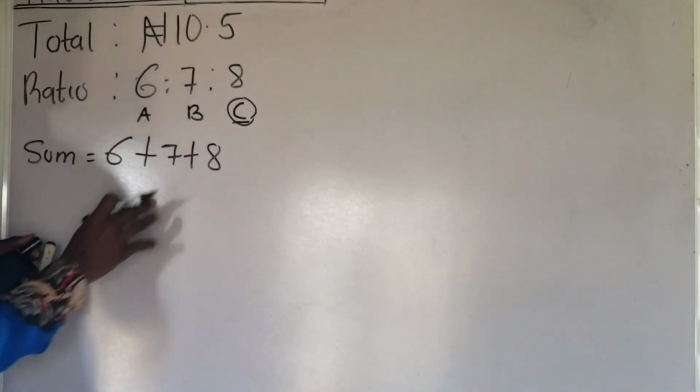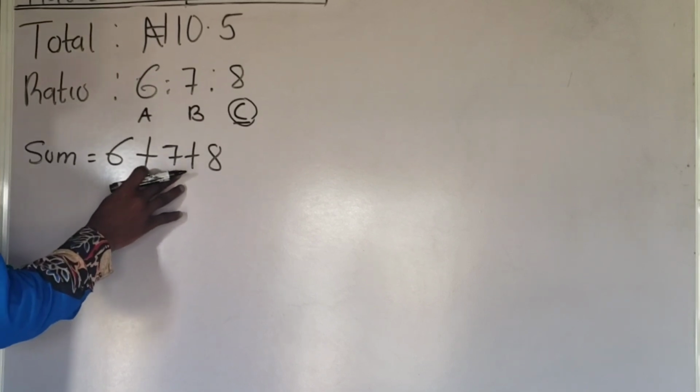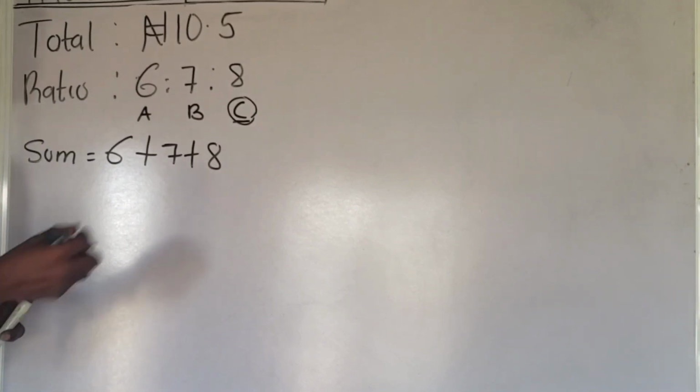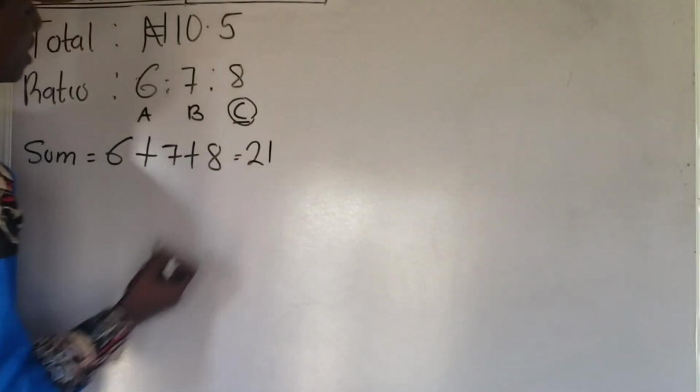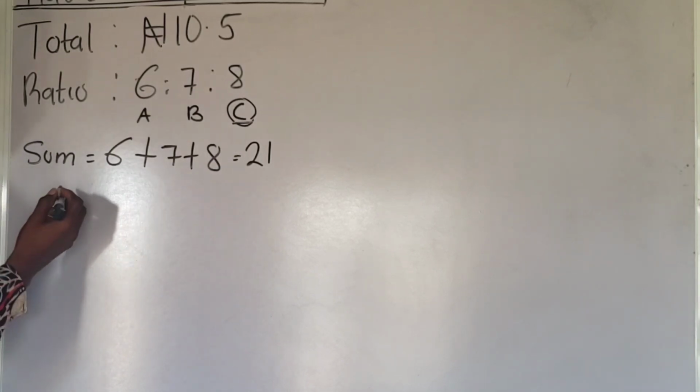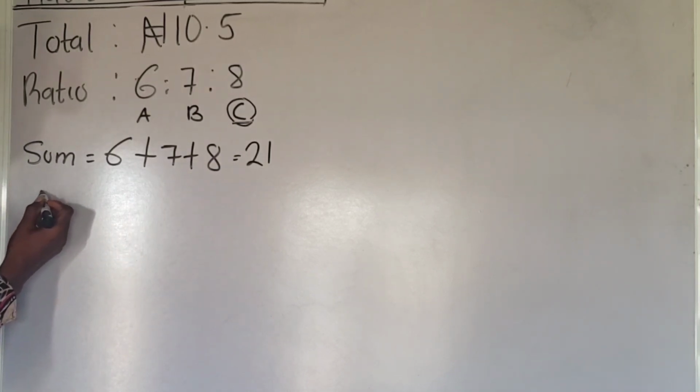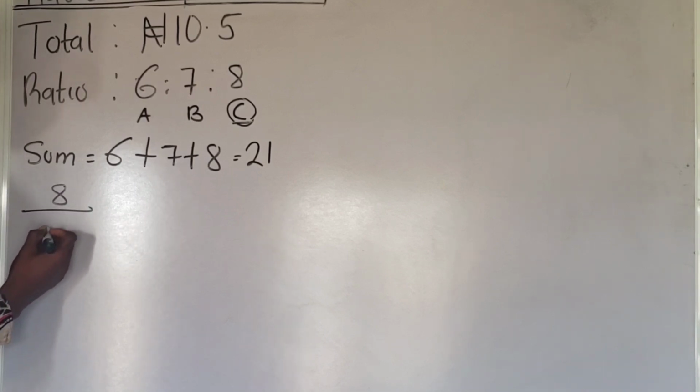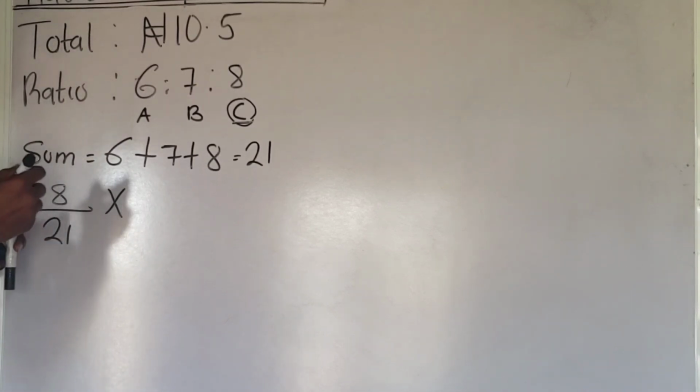6 plus 7, that is 13. 13 plus 8, that is 21. So the sum of the ratio is 21. Now, having known the sum of the ratio, since we want to determine the share of C, I'm going to have 8 all over the sum of ratio, which is 21, multiplied by the total amount that was shared.